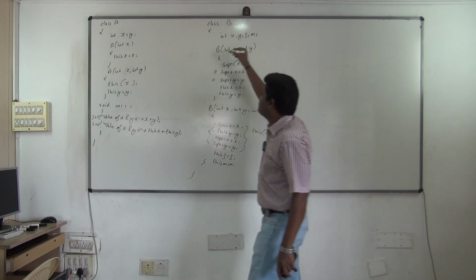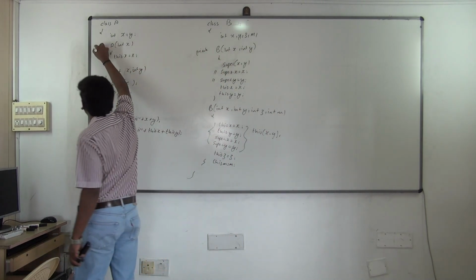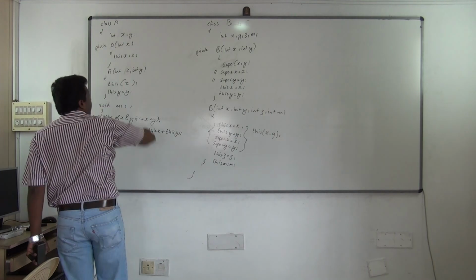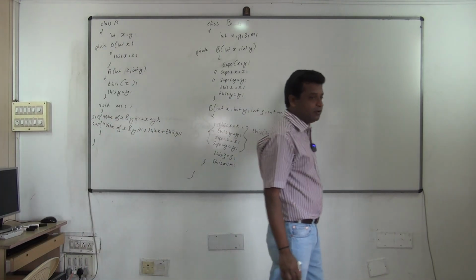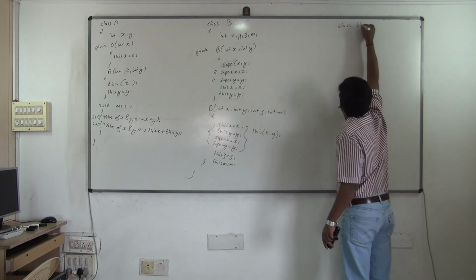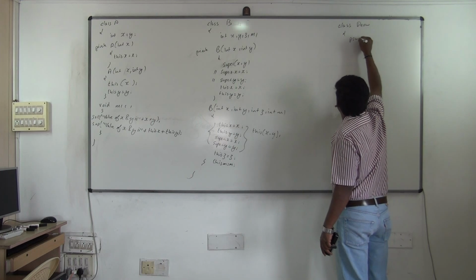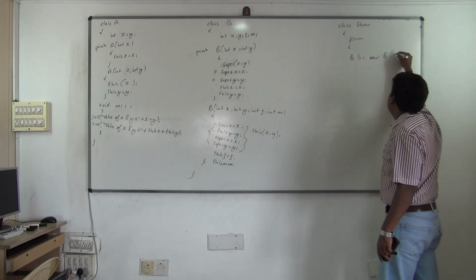Assuming that we can make this as private, no? You can make the constructor as private, no? Why will you make it as private? Because I don't want this constructor to be invoked from outside. Because if you invoke the B constructor from outside, see what happens. I'll show you. B is equal to new B of 5 and 6.